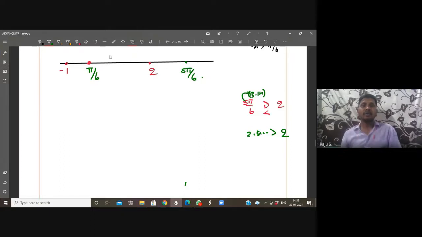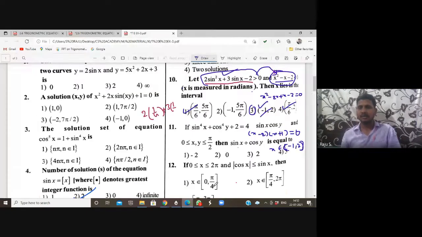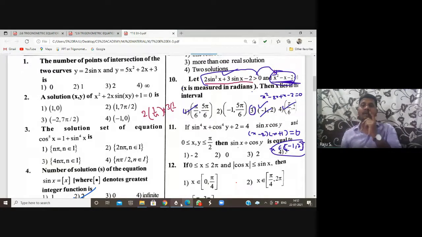Right? So the solution of the first equation is pi by 6 to 5 pi by 6. The solution of the second equation is minus 1 to 2 when you solve that. Is that clear? See, minus 1 to 2 is the solution of the second equation, and the first equation solution is pi by 6 to 5 pi by 6.